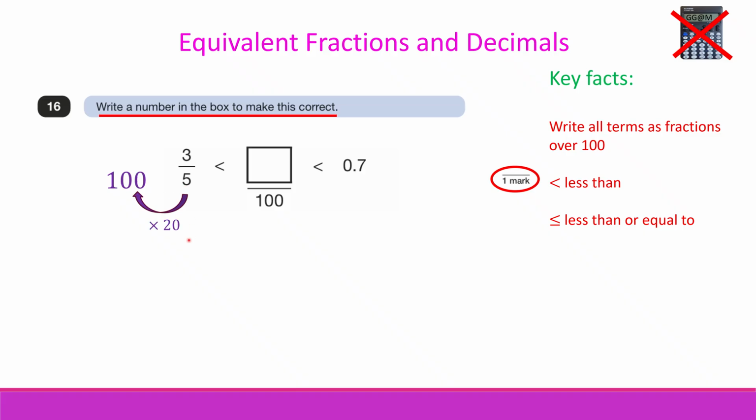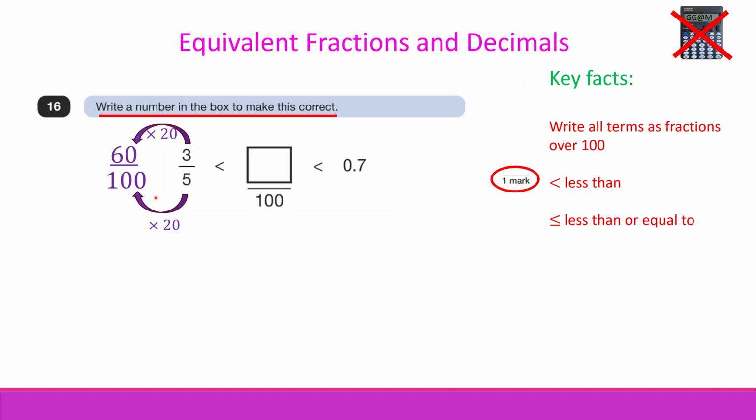So 5 times 20 gives me 100. You could have counted up in multiples of 5, so 5, 10, 15, 20, and done it 20 times, and you would have got there eventually to 100. So that means we need to do the same to the numerator. So we're going to multiply the 3 by 20. So we're going to multiply 3 by 2 and then add a 0. So 3 times 2 is 6, plus a 0 gives me 60. So this is 60 over 100.